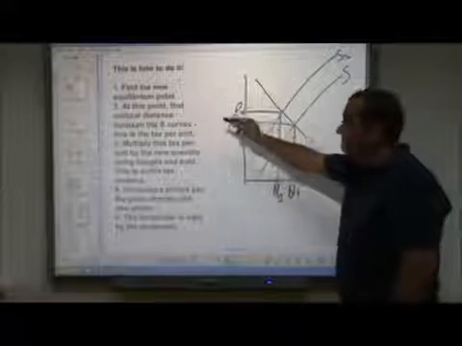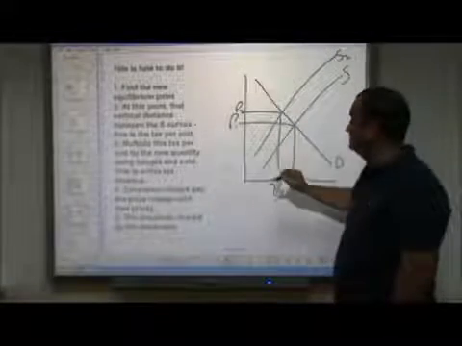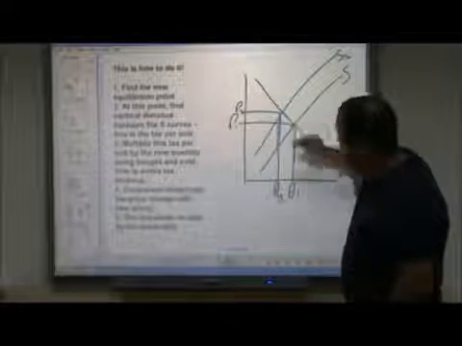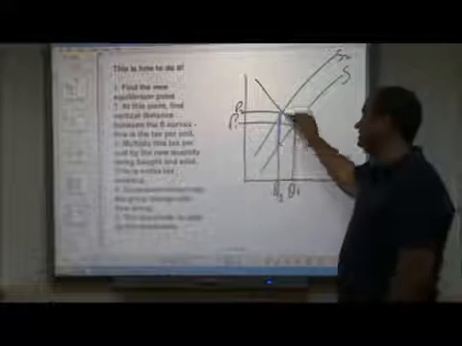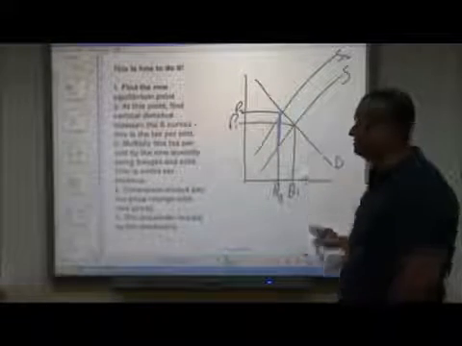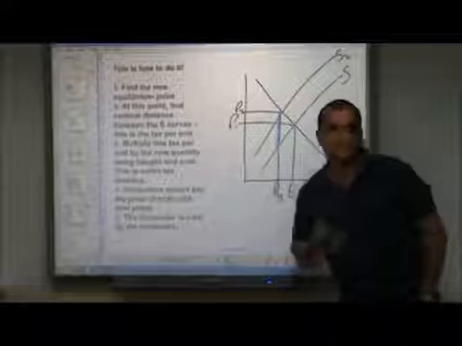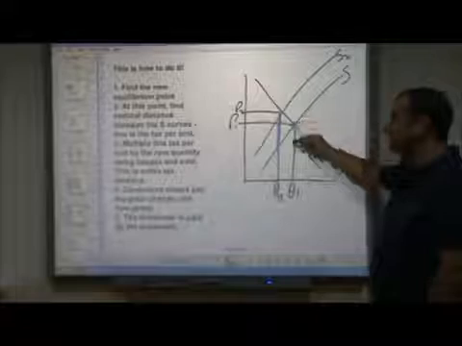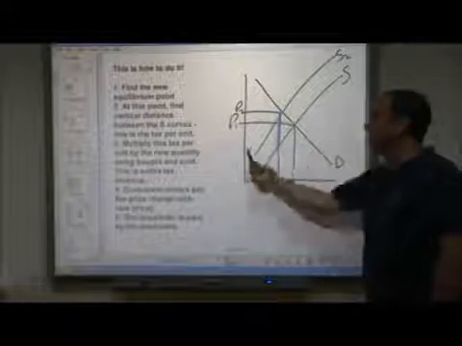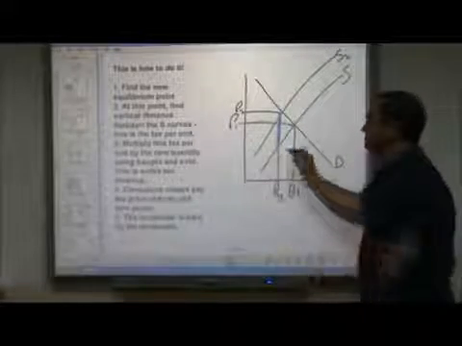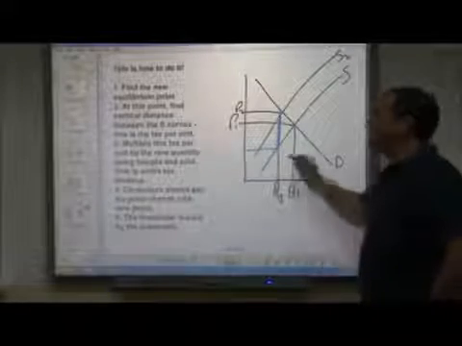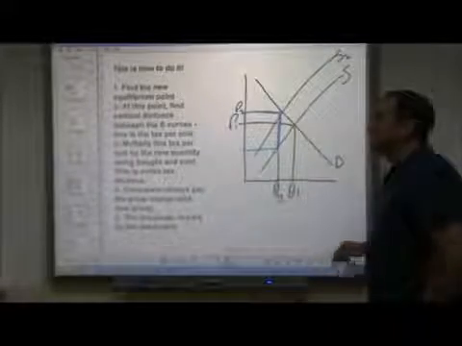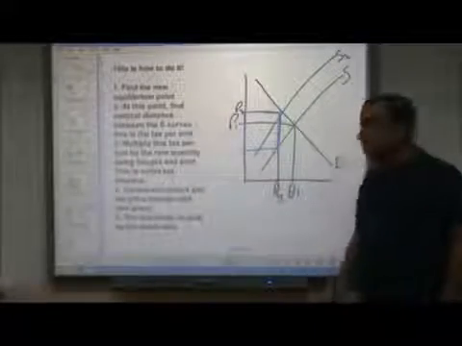At this point, find the vertical distance between the S-curves. That's the tax per unit. I'm on this S-curve. There's the distance between the S-curves. Okay? Between that curve and that curve. That is the tax per unit. The vertical distance between the supply curves is the tax per unit. Number 3, multiply this tax per unit by the new quantity being sold. Well, the new quantity being sold is Q2. So that tells me it's the tax per unit times the quantity being sold. That is the entire tax revenue.